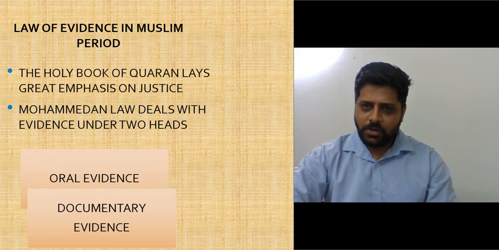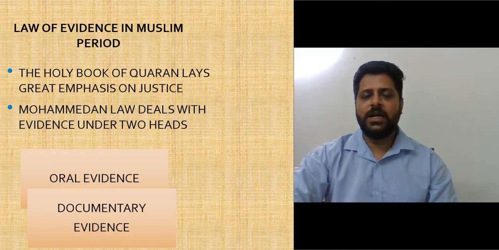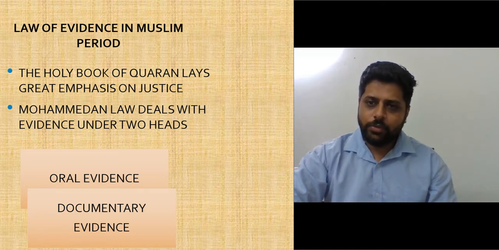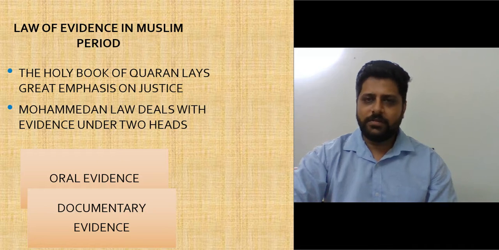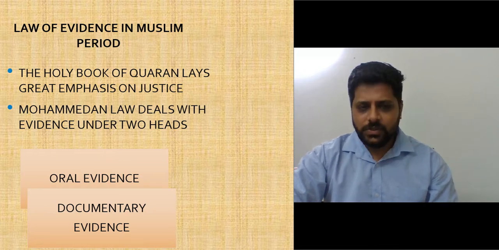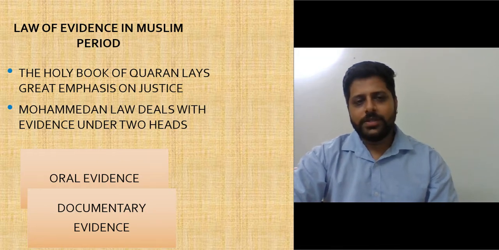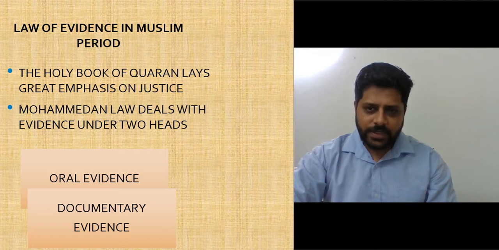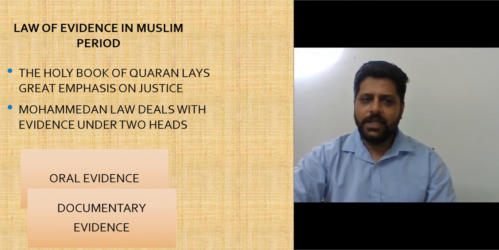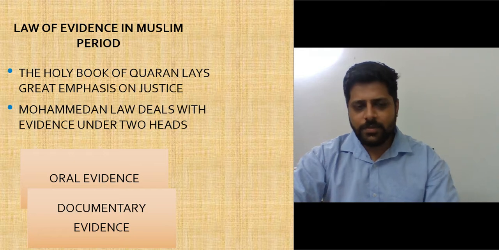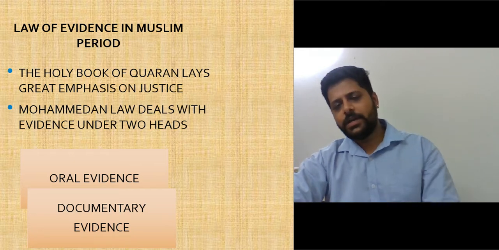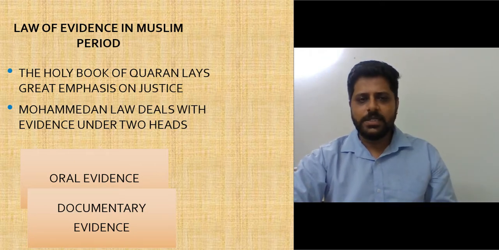As we all know, Muslims are governed by the holy book Quran, and the Quran sets all the principles and all the laws that Muslims follow. Now in Muslim law there are two types of evidence: one is oral evidence and the other is documentary evidence. So you'll see in the Muslim era they believed that there are two types of evidence, oral and documentary.